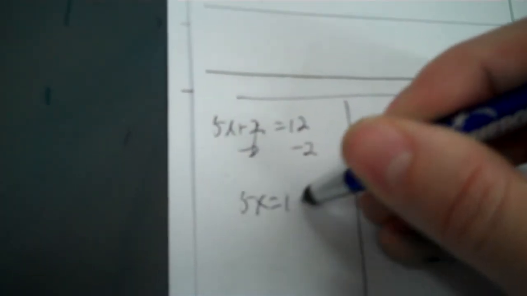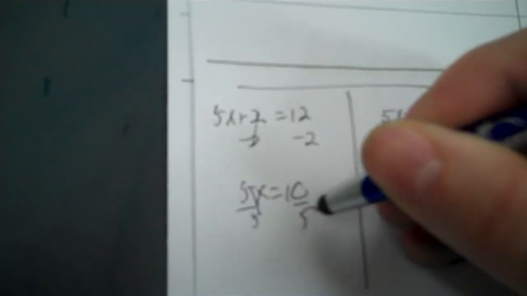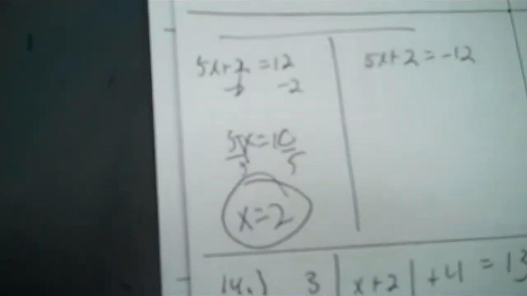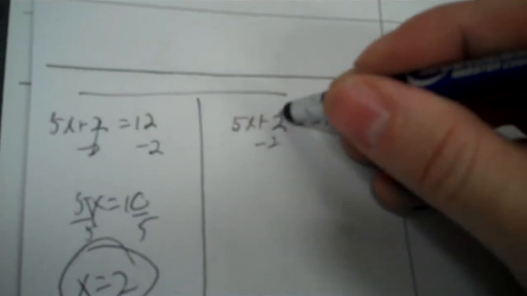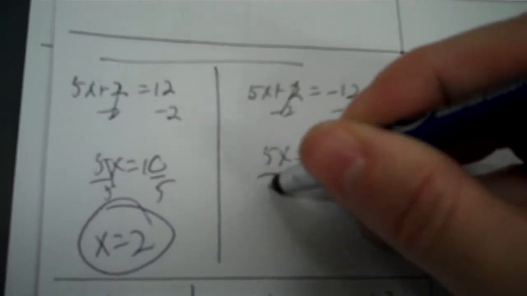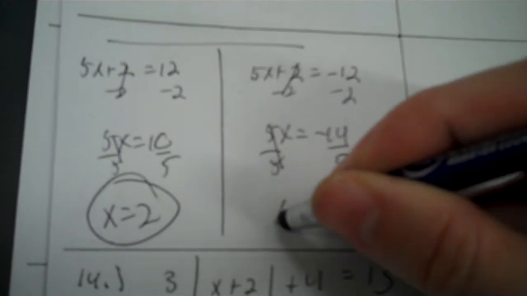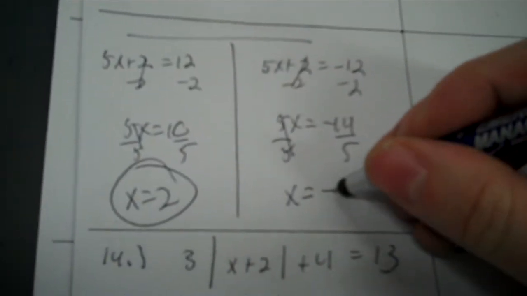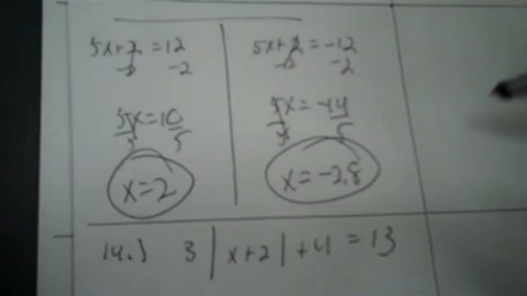So minus 2, that's 10. Divide by 5, that's 2. It's just equal to 2, so we don't need the number line. So 5x equals negative 14. And negative 14 divided by 5, negative 2.8. Those do not need to be graphed because they're just equals.